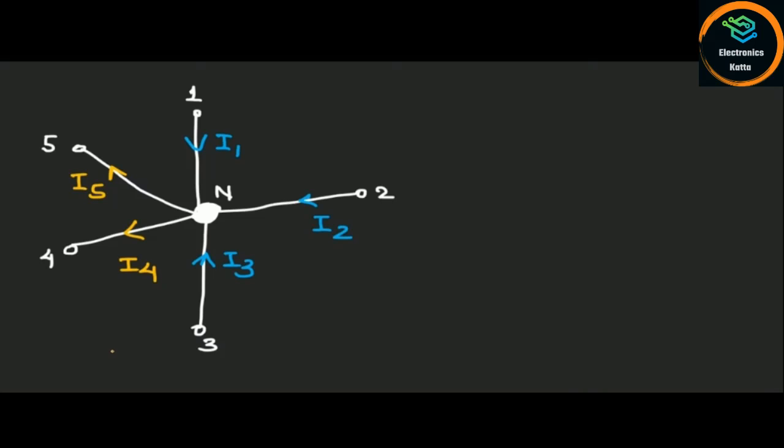The currents in these 5 branches are I1 to I5 respectively. Here, as you can see, currents I1, I2 and I3 are entering the node while currents I4 and I5 are leaving the node. So here we use the following sign convention: whenever the current is entering the node, we will consider it as a positive current, while if the current is leaving the node, then we will consider it as a negative current.